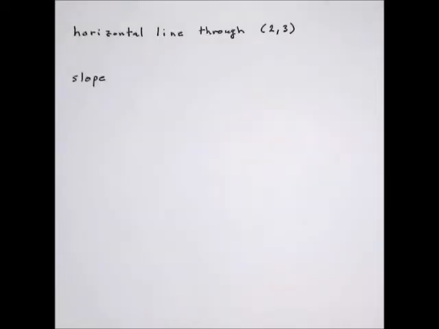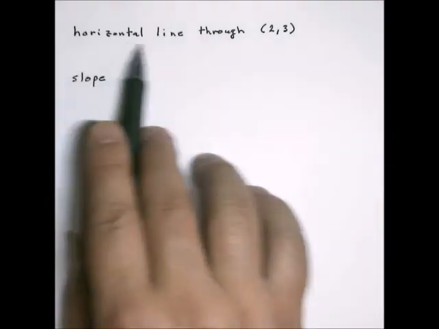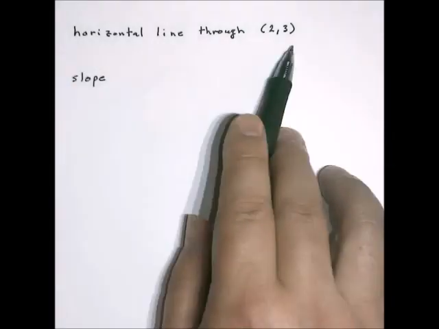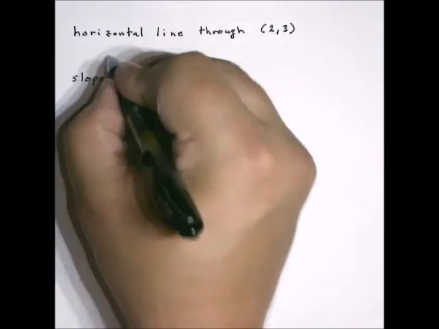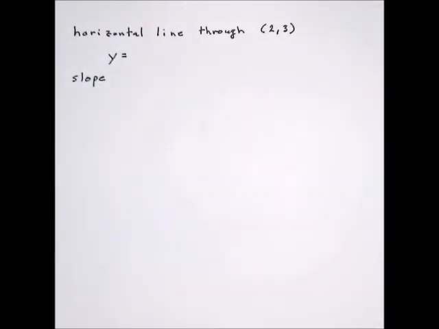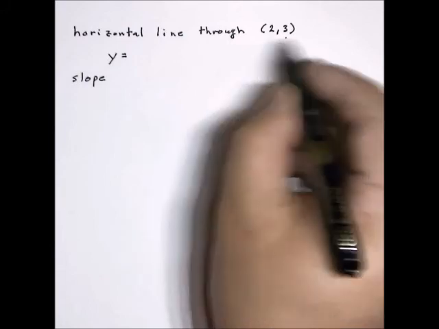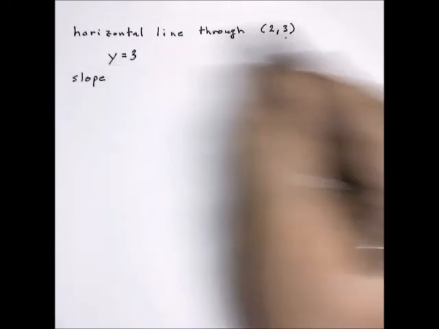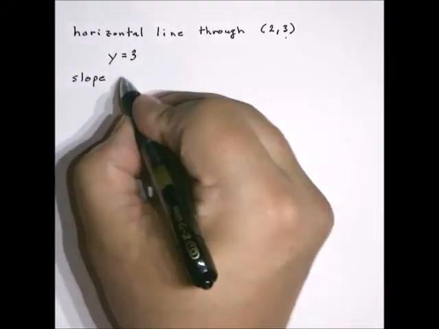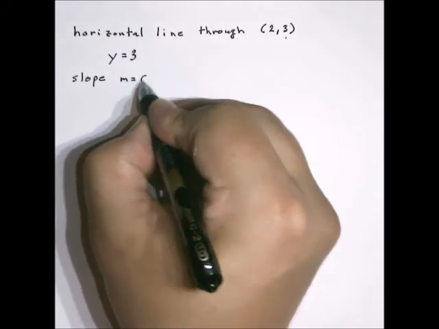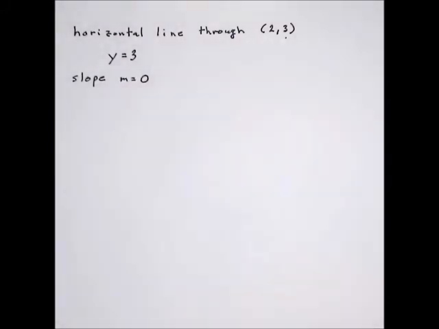And the last thing we're going to do in this section is the equation of horizontal and vertical lines, as well as their slopes. So let's take this example, the horizontal line through the point 2, 3. Remember, the horizontal line is just your y equals, and all you're going to do is take the y coordinate. So the horizontal line through the point 2, 3 is y equals 3. Slope of a horizontal line is always 0.